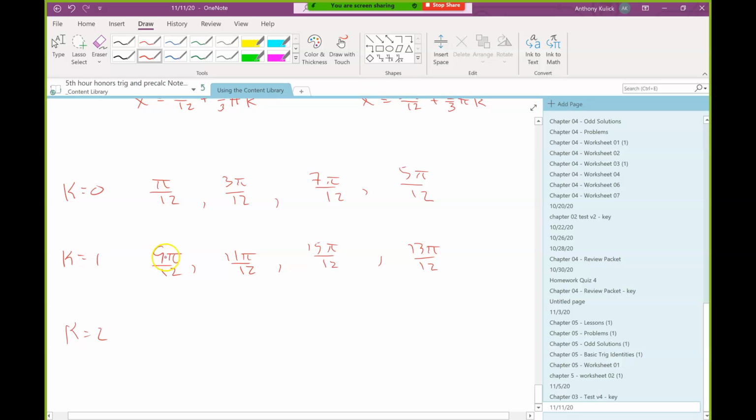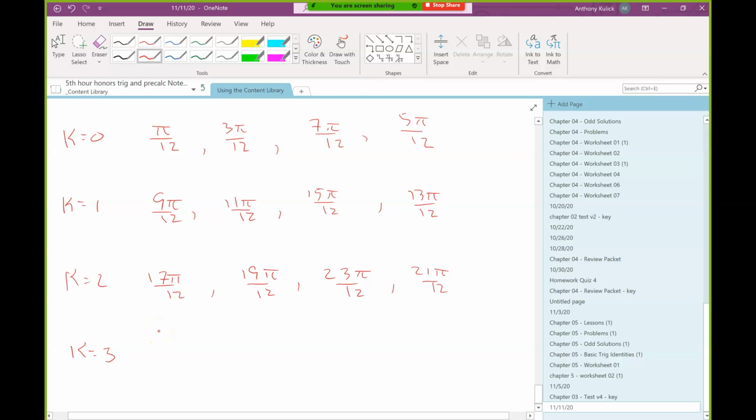And if k equals 2, I'm just going to be adding 8/12 to each of these answers I just got. So that's going to be 17 pi over 12, 19 pi over 12, 15 plus 8 is 23 pi over 12, and then 21 pi over 12. All of those are still less than 2 pi, right? So we're still okay.